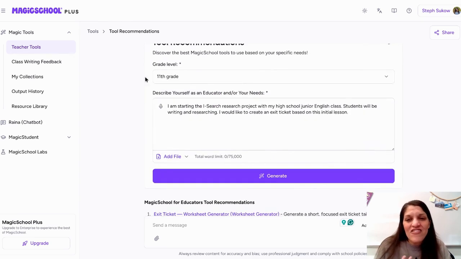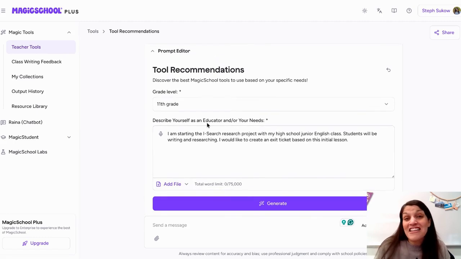So keep playing around with the tool recommender. It is a really great tool to help you and your students know what is best to support their learning and your teaching instruction along the way as well.